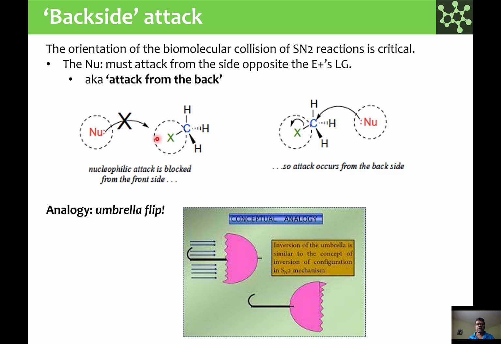It's blocking. Now what's the alternative? This can go around here. That's the backside attack. That's what's happening here. See, the backside attack happens here and the leaving group leaves. So we learn about the simultaneous, concerted reaction, and this is the backside attack, right?